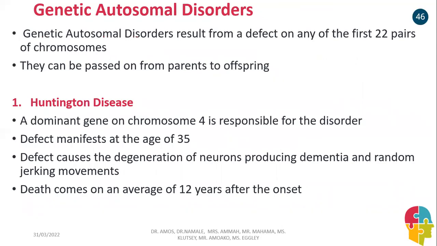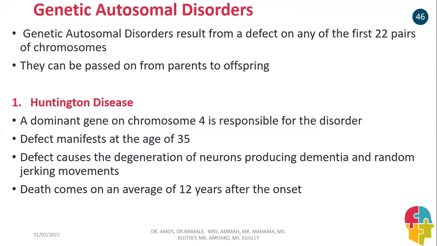So we'll look at genetic autosomal disorders. These are disorders that are caused by a defect on a gene which is located in one of the 22 autosomes. The first one is what we call Huntington disease, and it is caused by a gene abnormally located on chromosome 4.